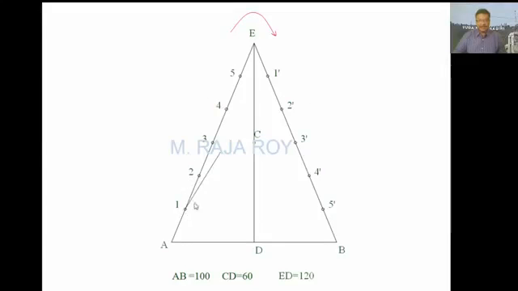Now draw the line joining 1, 1 dash, 2, 2 dash, 3, 3 dash, 4, 4 dash, 5, 5 dash. Then draw a smooth curve touching all these lines, because all these lines are tangents to the parabola. Like this. This is the tangent method.